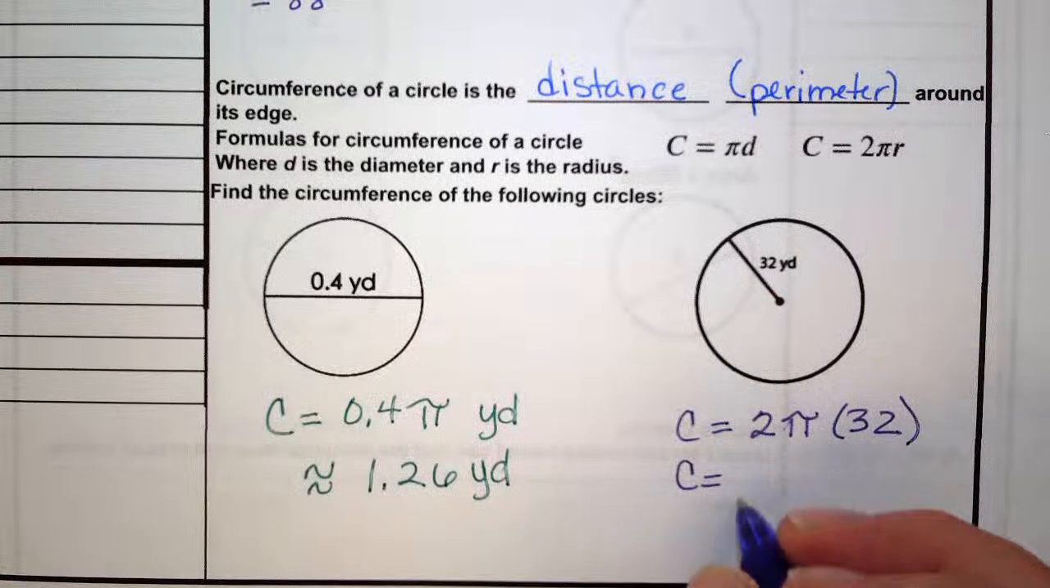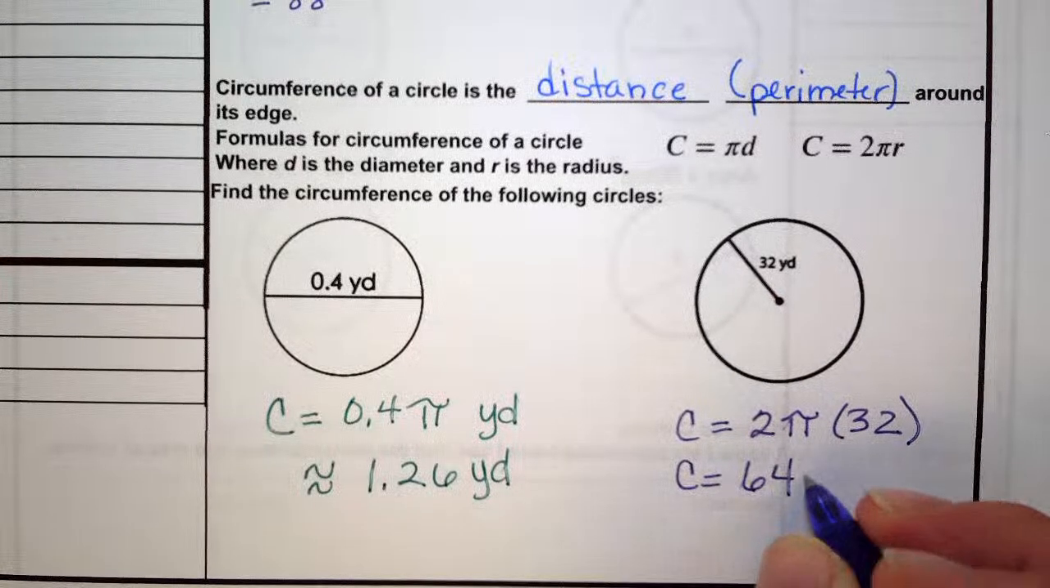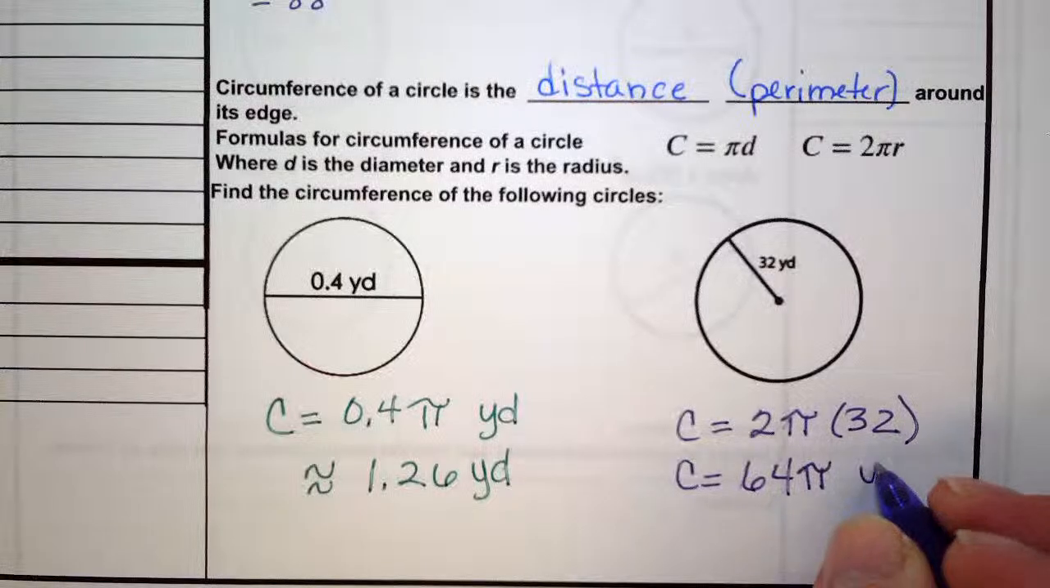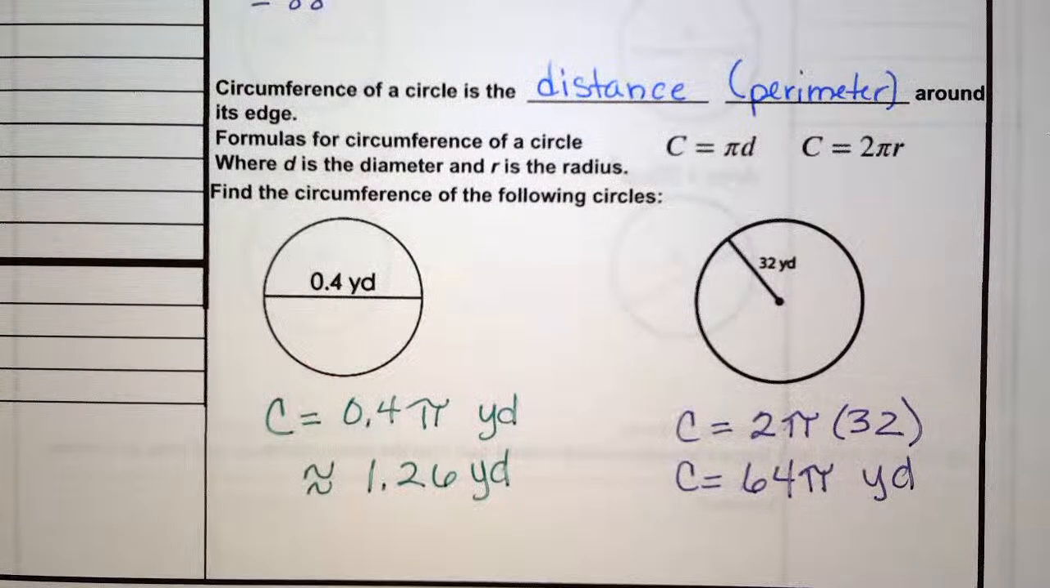Two times 32 is 64. And this would be pi. Once again, it's in yards. Once again, that is your exact measurement.